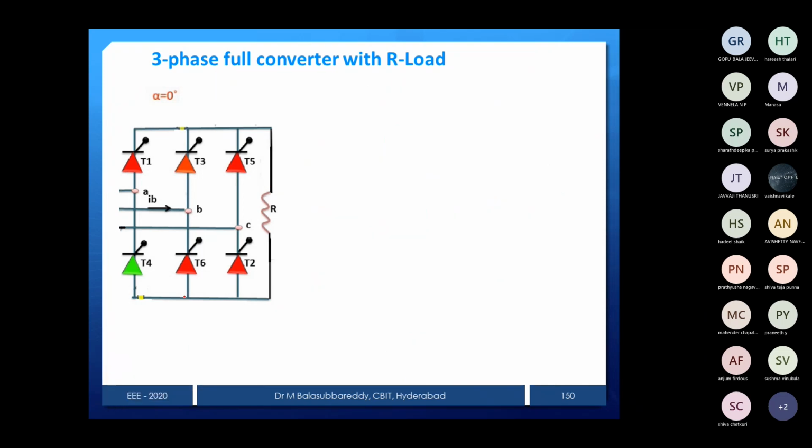Now we'll see alpha is 0. What do you have to draw first? You have to draw the supply voltage. That means the 3 phase supply voltage you have to draw. After that you have to identify the crossovers.